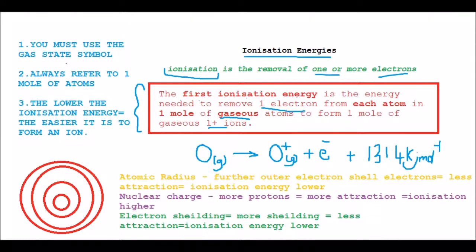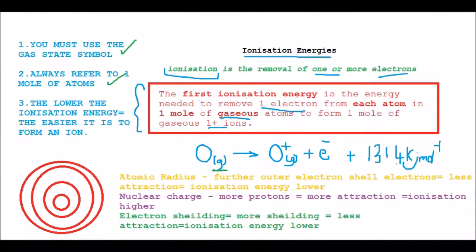You must use the gas state symbol, otherwise you won't get the mark. Always refer to 1 mole of atoms. Don't just refer to 1 atom. It says in the definition here that 1 mole of gaseous atoms, so always refer to it as 1 mole. That's good. And then this is the little fact that you need to get your head around. The lower the ionisation energy, the easier it is to form an ion. So that just says what it is on the tin.